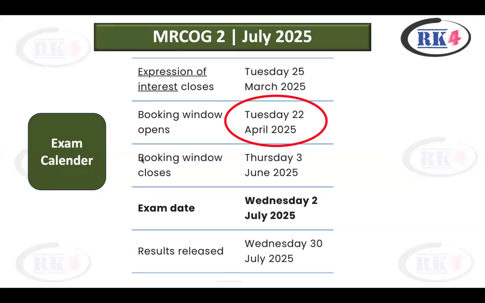And the exam will be on 2nd of July, right? And results will be out on 30th of July. So they have the whole exam calendar. They have mentioned the 2025 calendar only. The January 2026 calendar is not updated yet on the RCOG website.